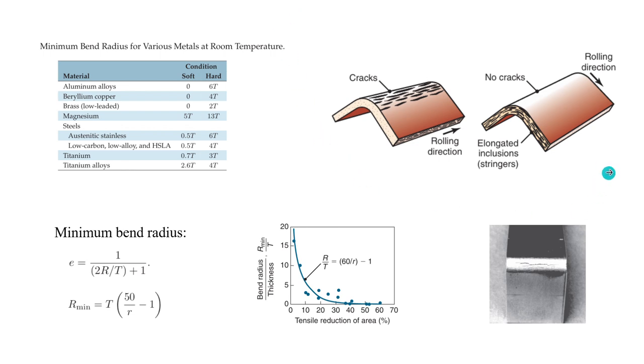And also, as you can see from the image, always bend across the rolling direction. If you bend parallel to the grain, the material is much more likely to crack. In short, stay above the minimum radius to keep your part strong and crack-free.